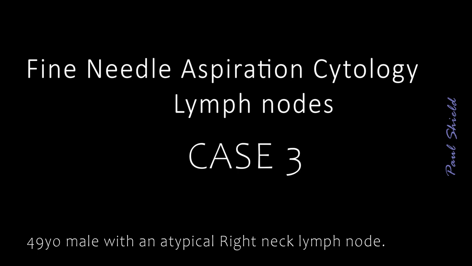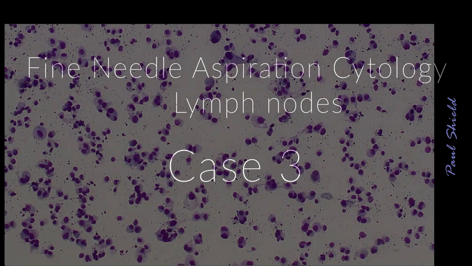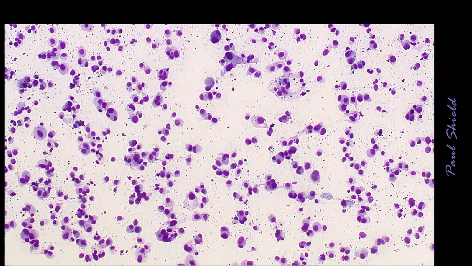Hi, it's Paul. This lymph node FNA is from a 49-year-old male, and he had an atypical right neck node on ultrasound examination. This is the air-dried smears.